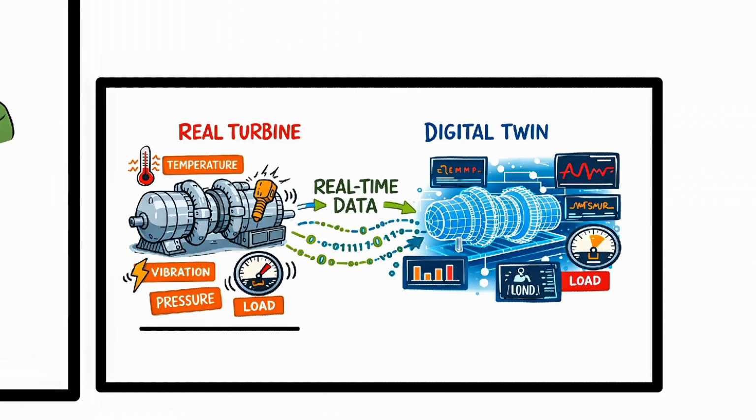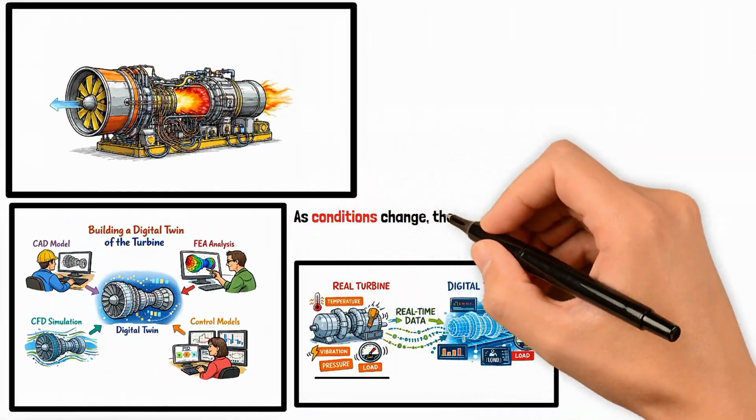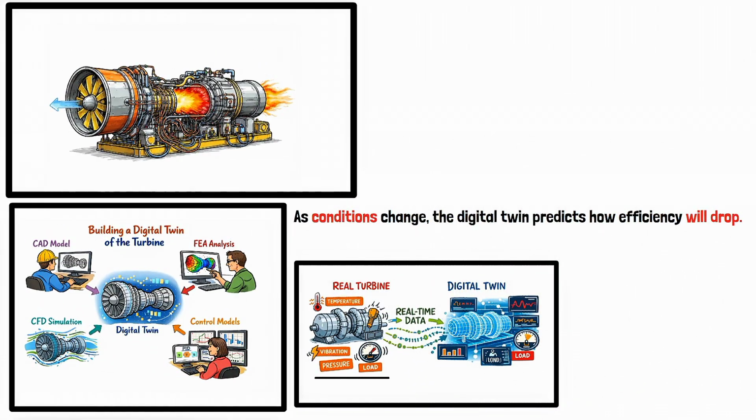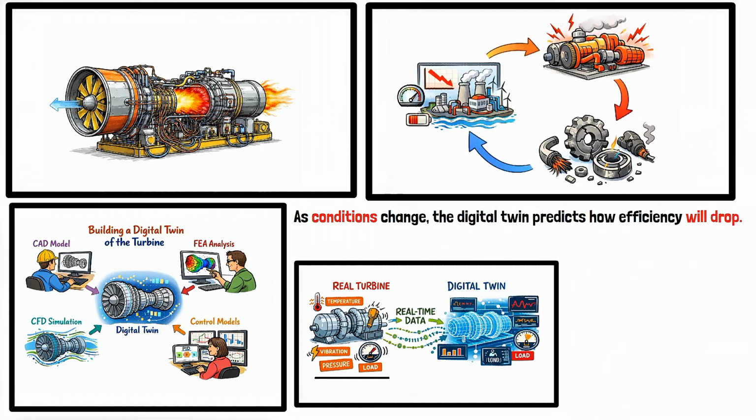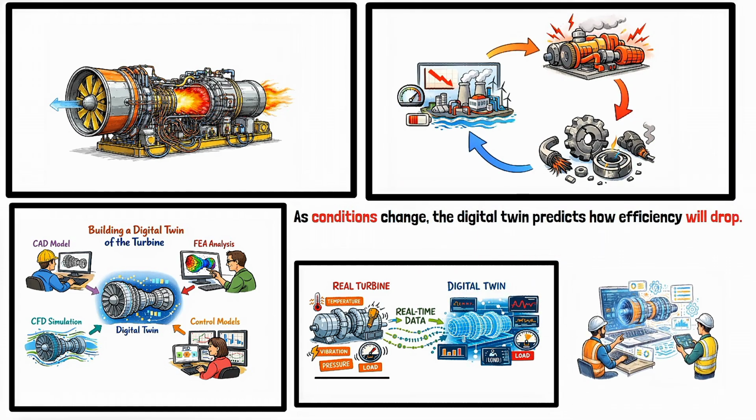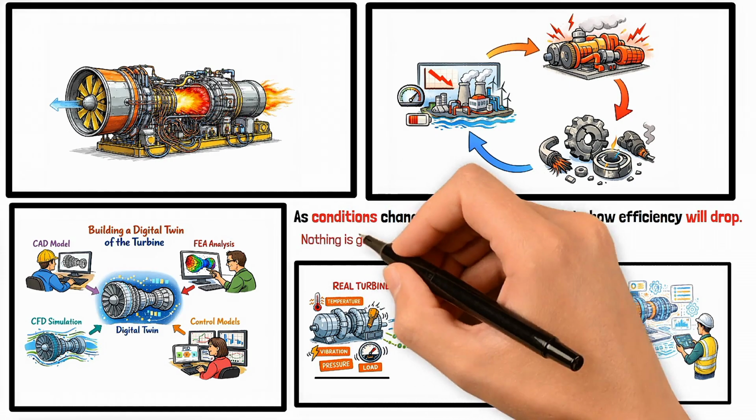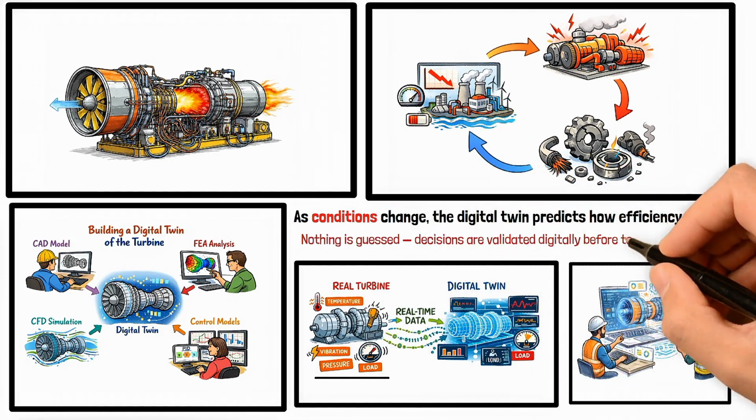As conditions change, the digital twin predicts how efficiency will drop, where thermal stress will increase, and when components may fail. Engineers can test operating adjustments virtually before applying them to the real turbine. Nothing is guessed. Decisions are validated digitally before touching the machine.